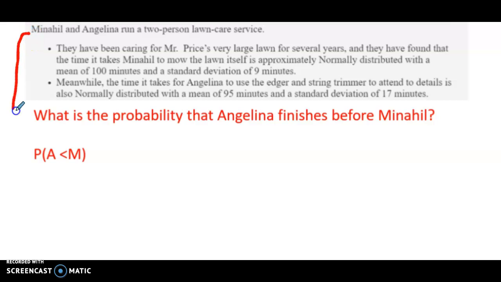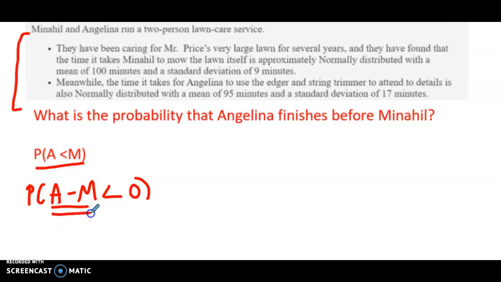This is an example of a question from your quiz. I would just suggest that you take a minute and review this. And here's just a hint on how to start this question. If you have a question on how to do this, please let me know. So this question says, what is the probability that Angela finishes before Menehil? So the first thing you always want to do here is, Angela finishes before Menehil. So that is going to be saying here the time of Angela is less than Menehil. So we're basically finding the probability that Angela minus Menehil is less than 0.